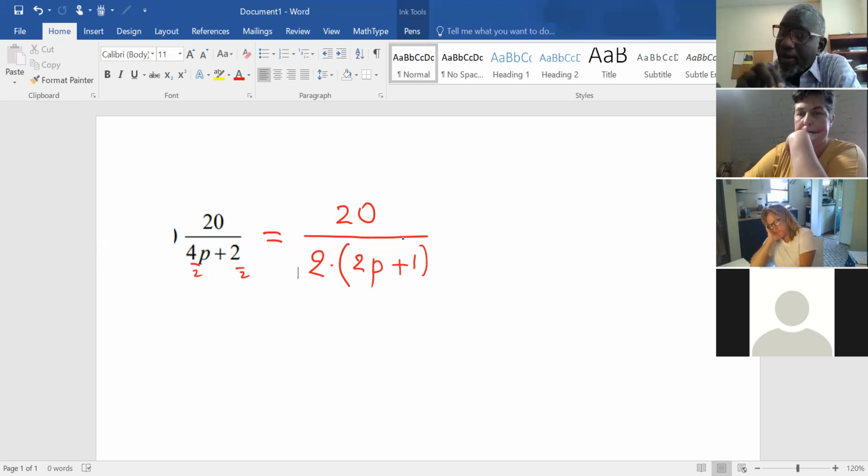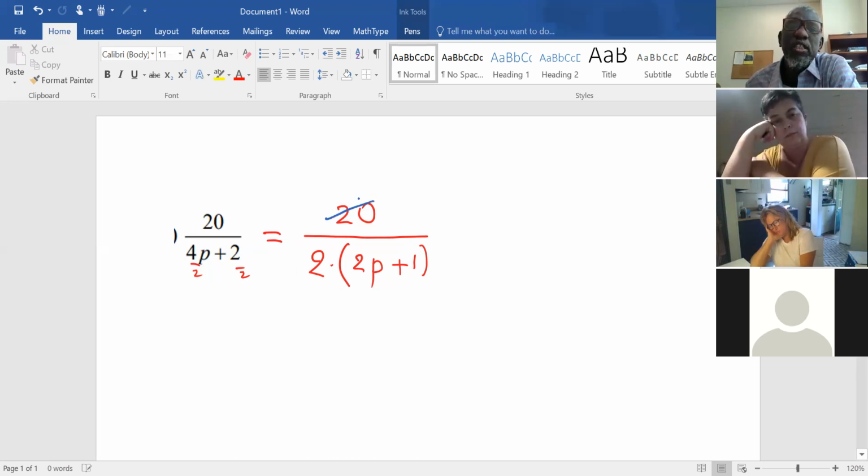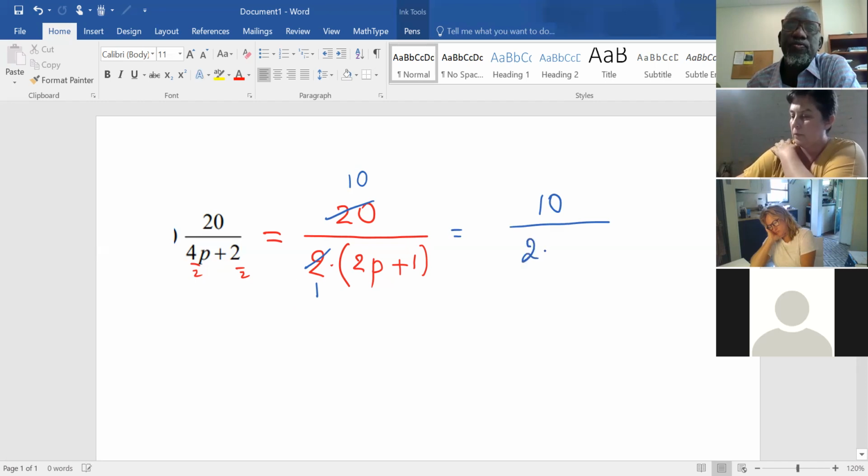We have only 2 factors on the denominators, 2 and 2p plus 1, right? Obviously, 2p plus 1 is not a common factor, but 2 is. So this one divided by 2 is 10, right? And this one divided by 2 is 1. So what you have left is 10 over 2p plus 1.